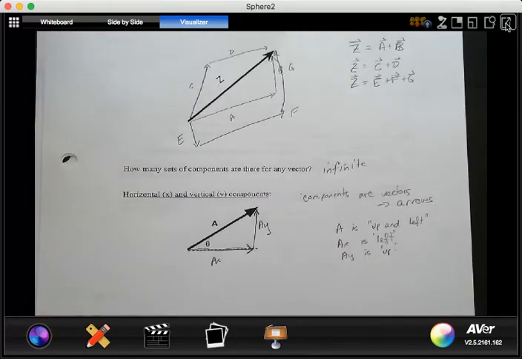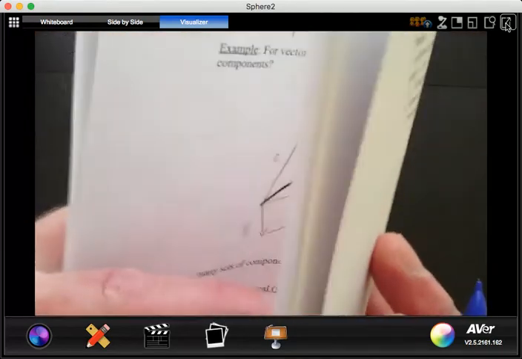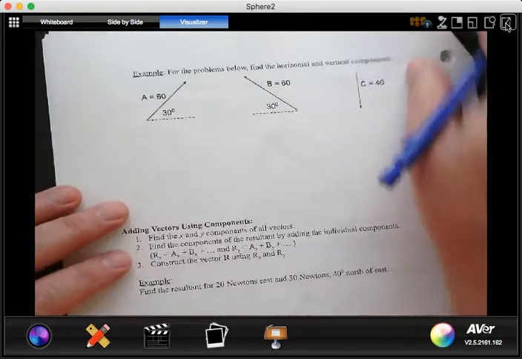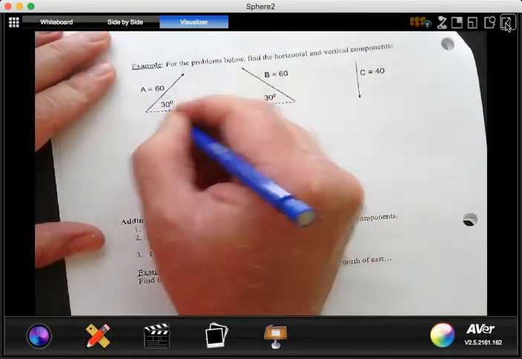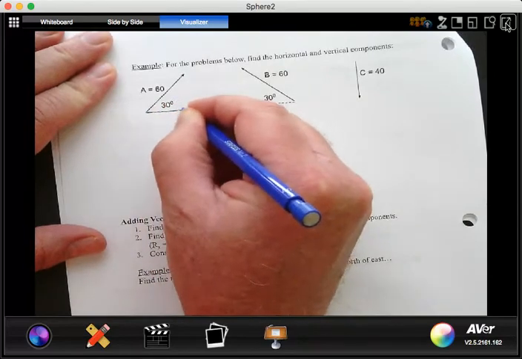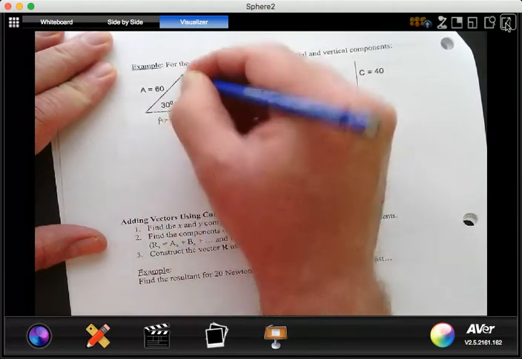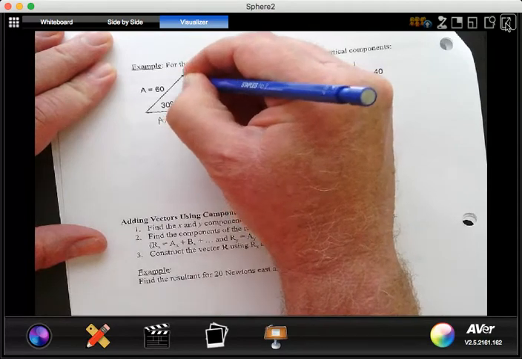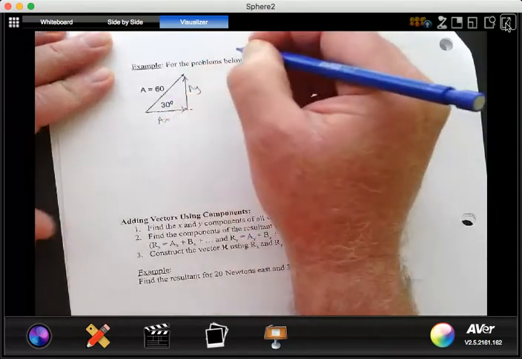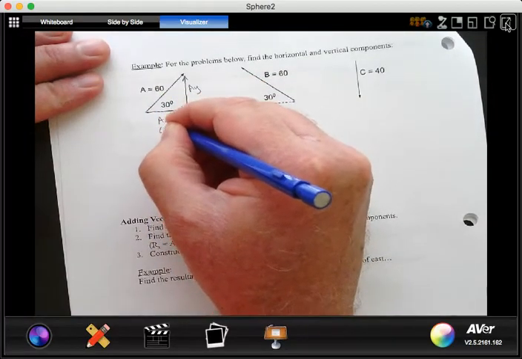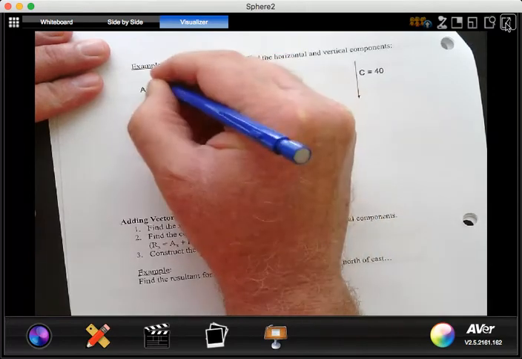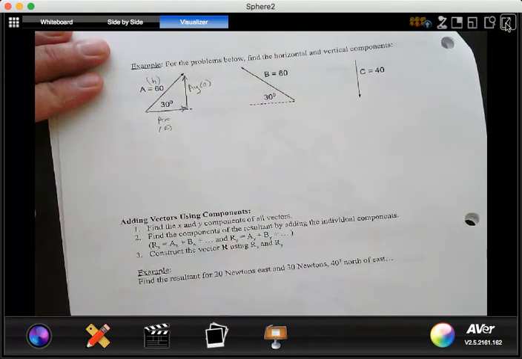Okay, now we have to find the size of those. Oh, sorry. We have an example of that on the top of the next page. This example says for the problems below, we're going to find the horizontal and vertical components. So here's A this way. I'm going to draw in AX, going till I'm right below the point there, and then AY up here. Then I'm going to use some trig to find the size of these. So this one here is the adjacent, this is the opposite, and this is the hypotenuse.